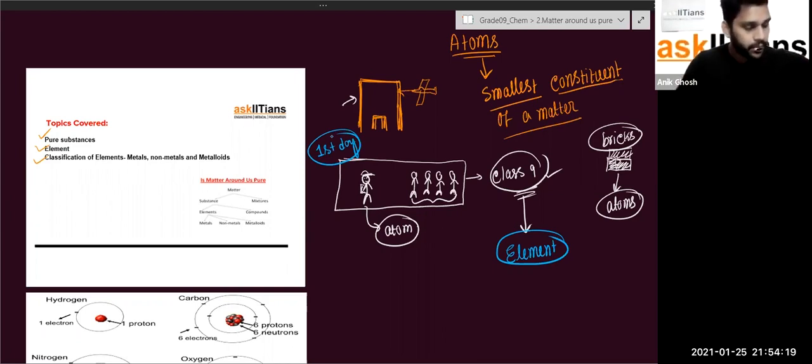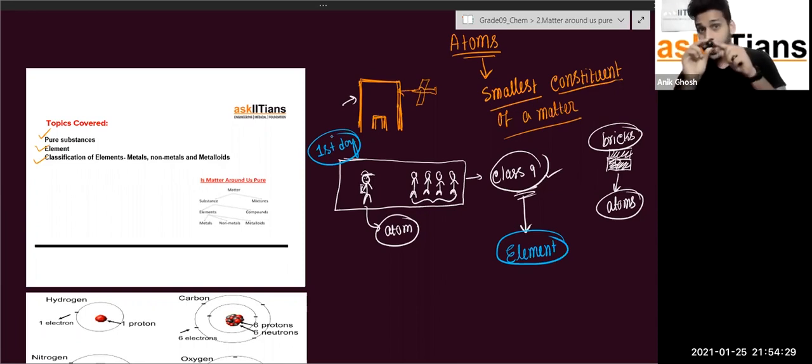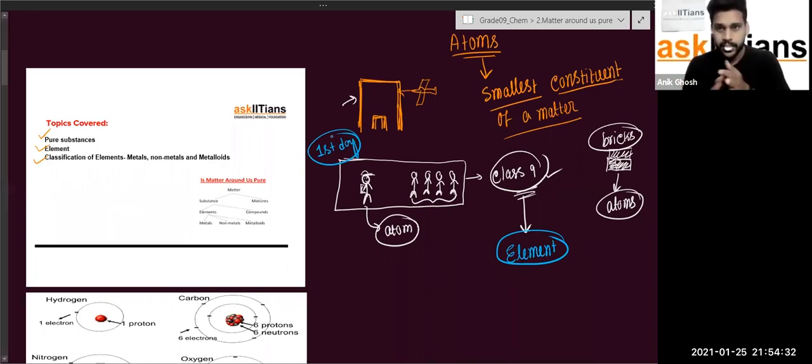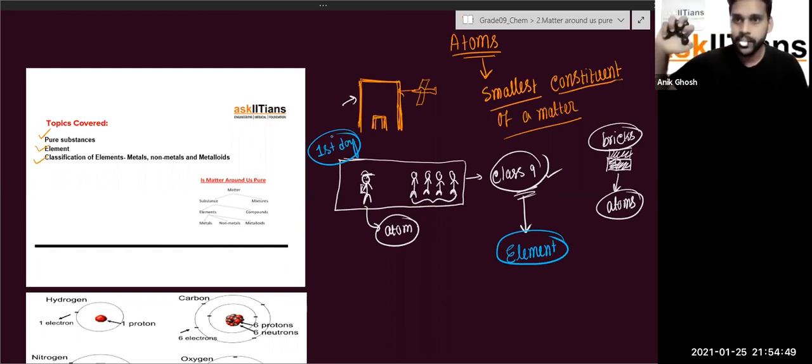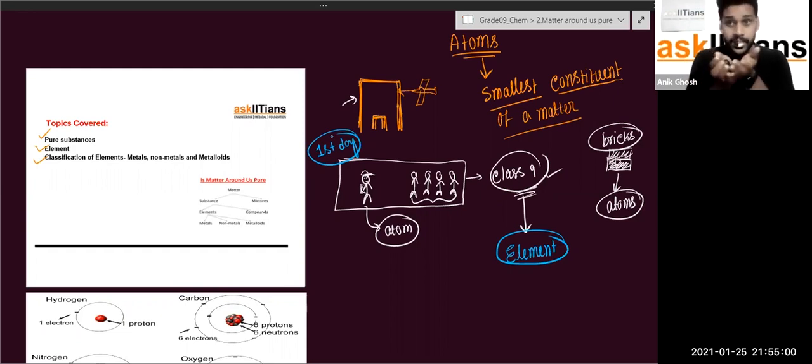So let me show you something. Consider that this ball over here is an atom. Now, if I combine all these type of balls together, you can see there are so many balls inside my hands, right? Just look into it. You can see so many black colored balls in my hand, right? Together they all make an element. All these balls together is an element. But one ball is an atom.